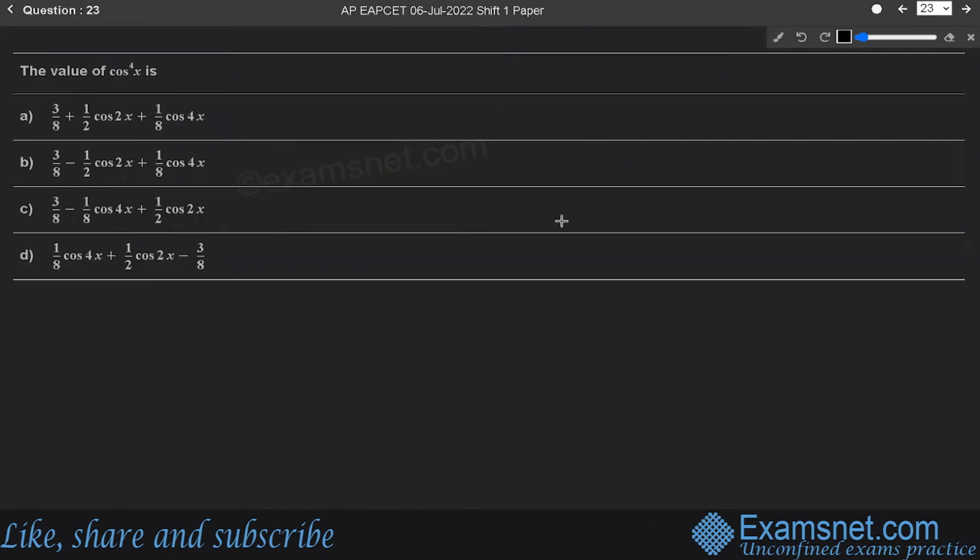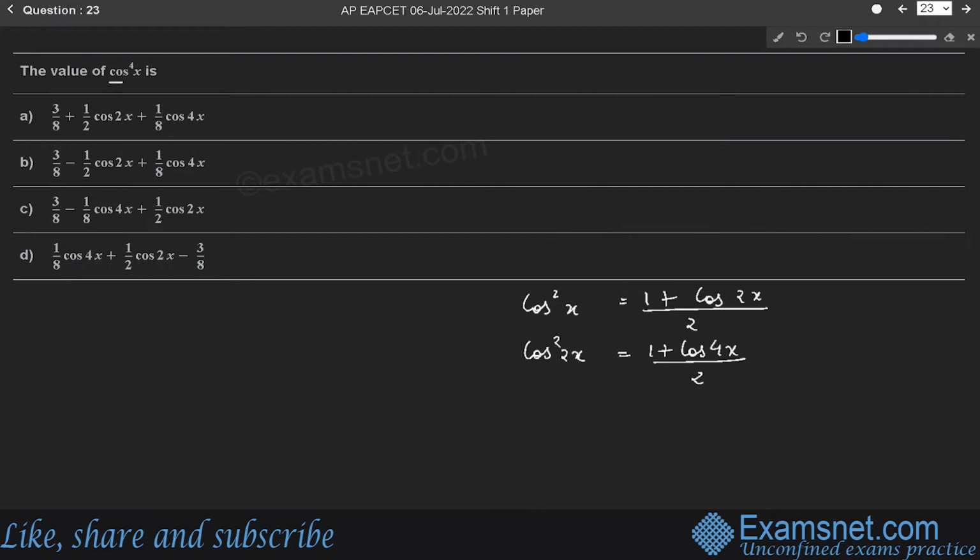Next question is the value of cos power 4x is. Here we have to find the value of this trigonometric term, which is cos power 4x. We know that cos square x is equal to 1 plus cos 2x divided by 2. So cos square 2x will be equal to 1 plus cos 4x divided by 2.